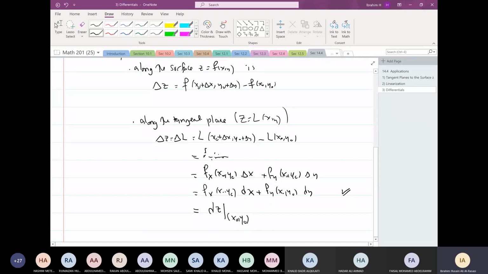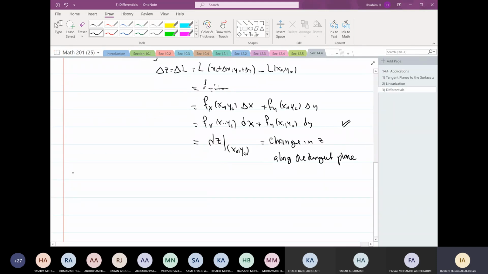So what is dz? It is the change in z along the tangent plane. This is the geometric meaning. So delta z is the change in z along the surface, and dz, the differential, is the change in z along the tangent plane.